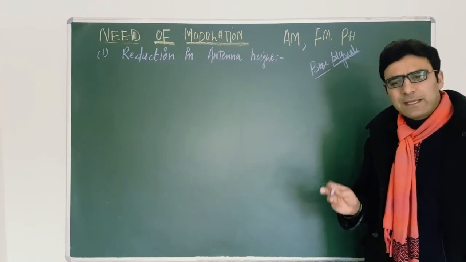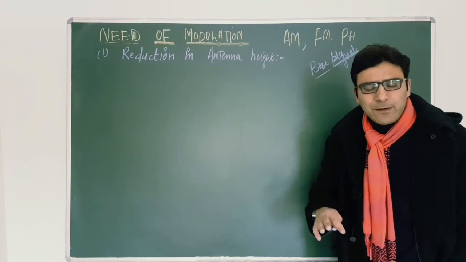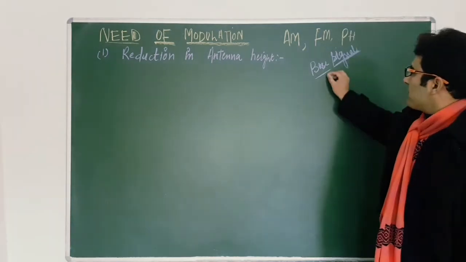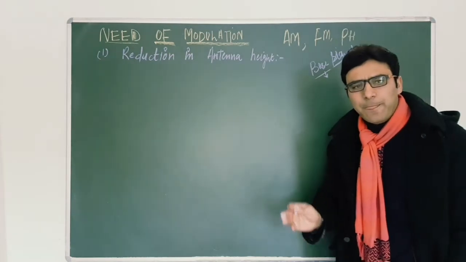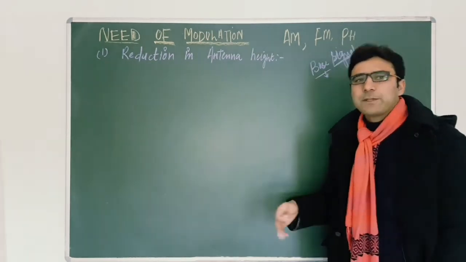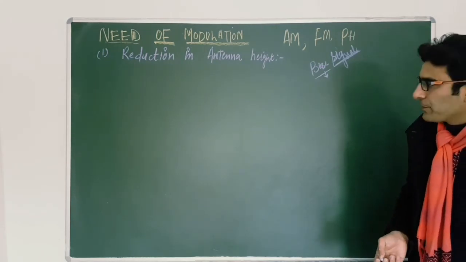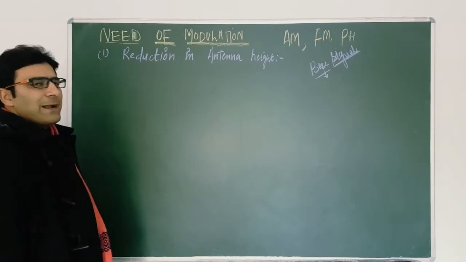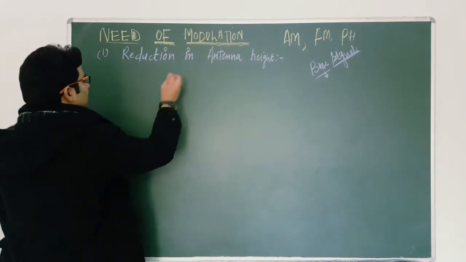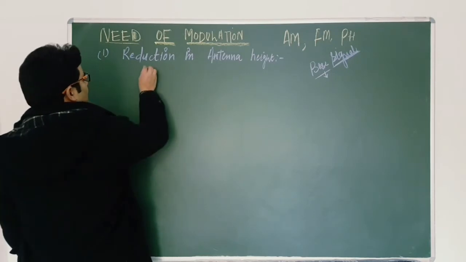इसके लिए हमें कितनी एंटीना की जरूरत लगेगी, हाउ मच इज द रिक्वायरमेंट ऑफ द एंटीना when we send the baseband signal, that means without modulation. And what about after modulation? Is there any change in antenna height or not? So first of all, I will take a baseband signal. Let us take a baseband signal of 10 kilohertz.